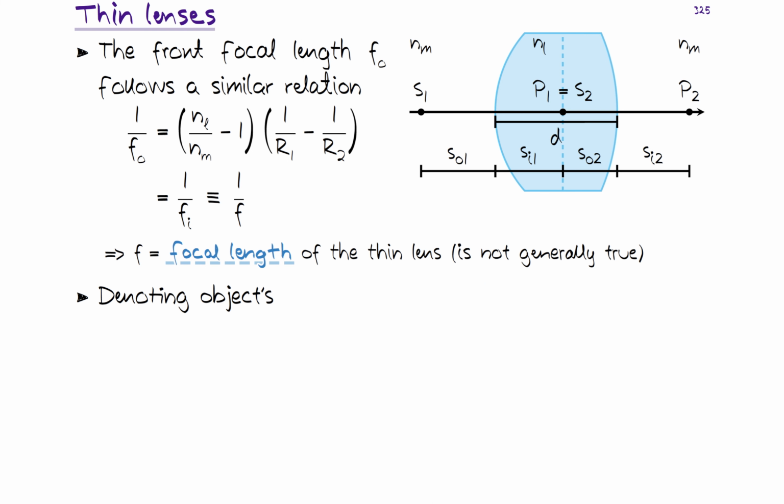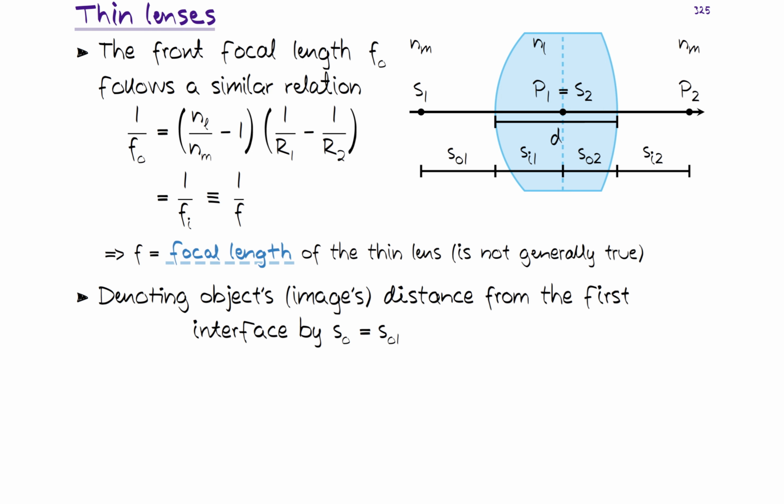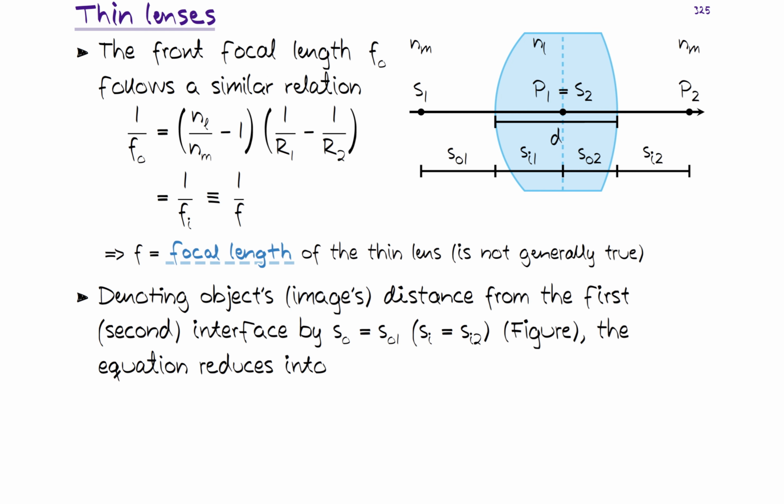When we are looking at the object and image distances, we can just denote the object location SO, and we do not need to use this kind of complicated labeling anymore. We can just denote the object's distance from the first interface with SO. And similarly, for the image location, we do not write SI2, but rather we can just write SI to simplify our mathematical terminology here. So this helps out in terms of writing things down into equations.